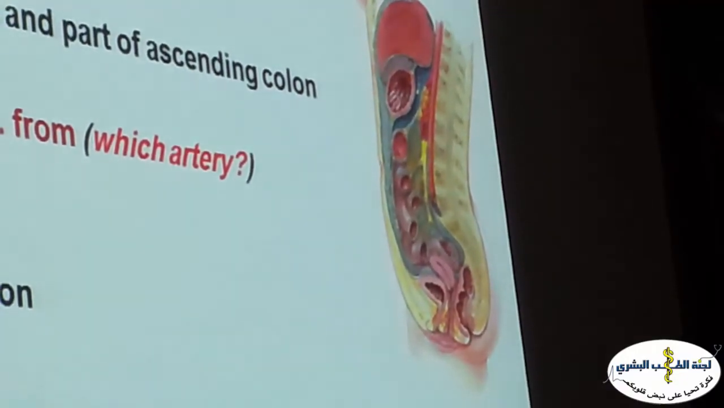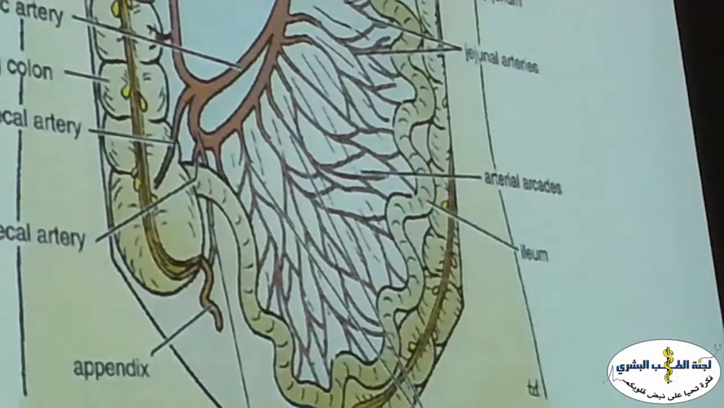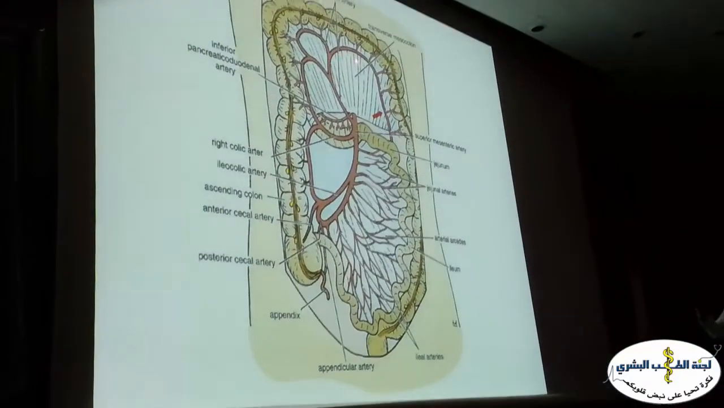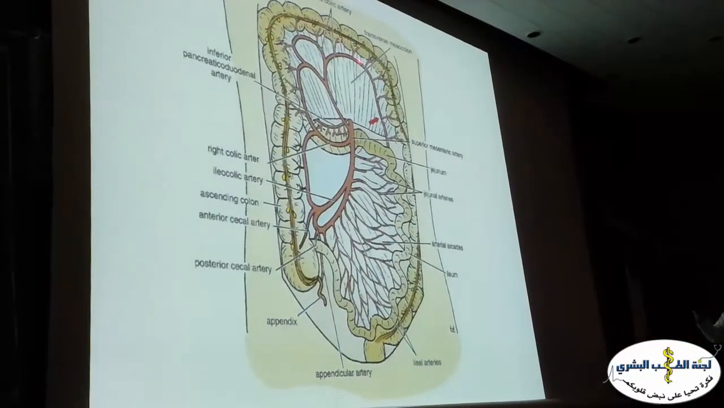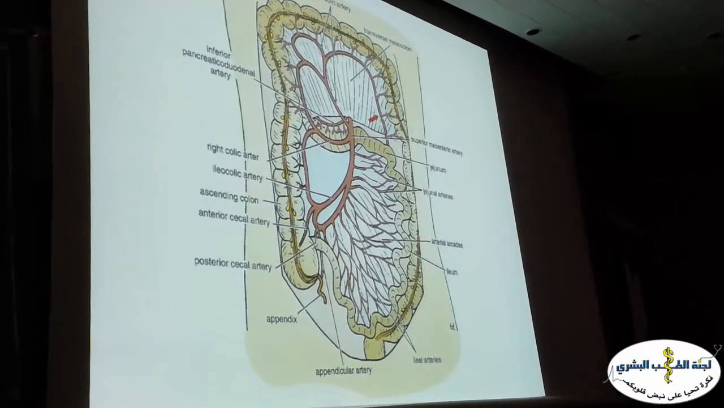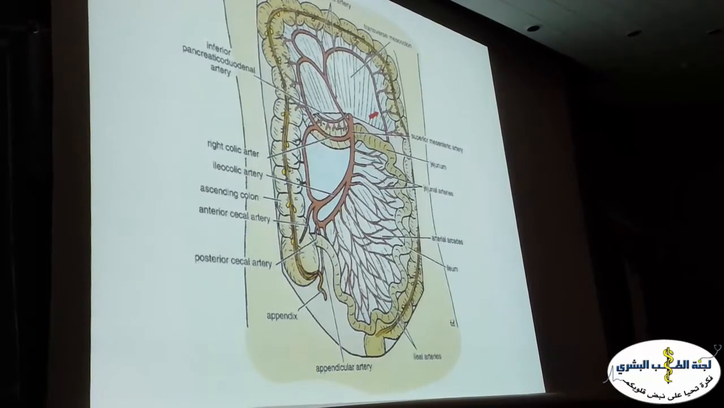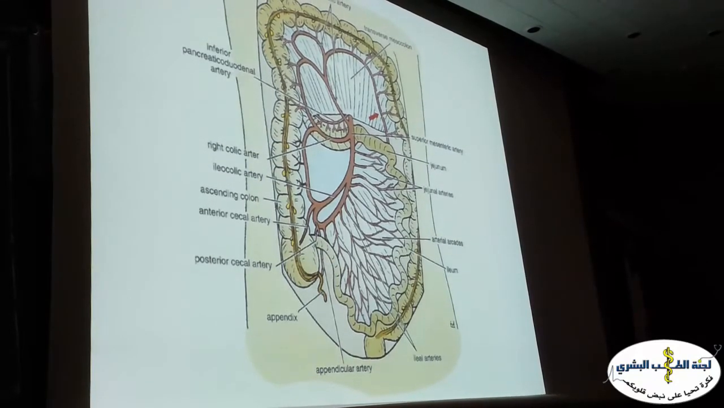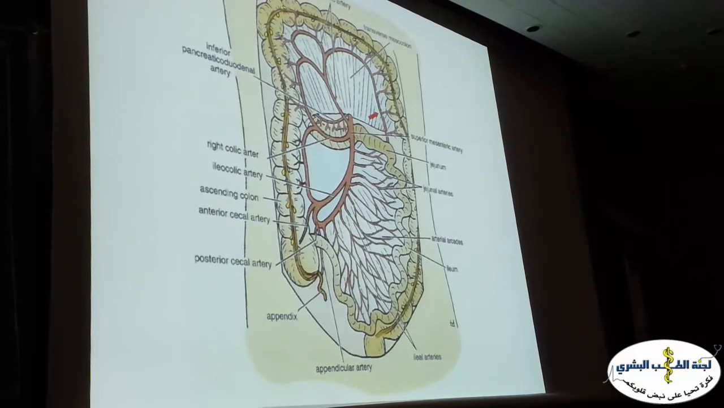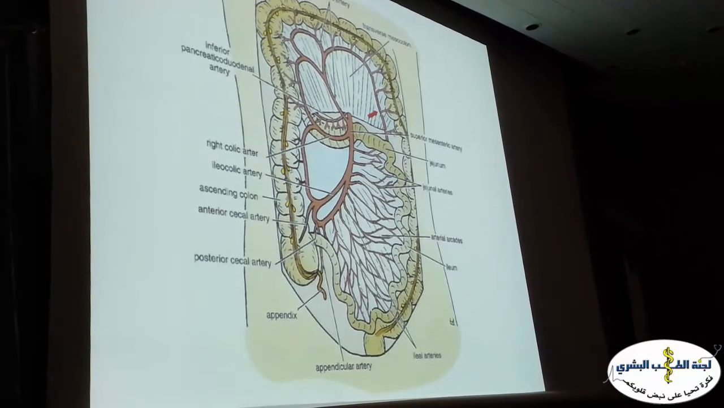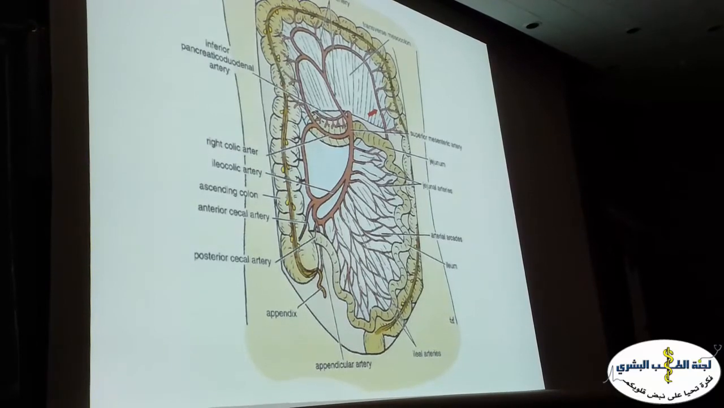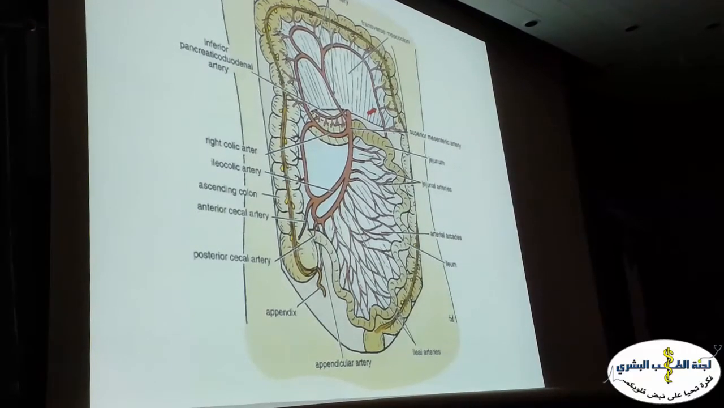Middle colic artery. Okay? So the middle colic comes out and divides to supply the proximal 2/3 of the transverse colon. This will be called middle colic. So now I have 6 branches: inferior pancreaticoduodenal, jejunal, ileal, ileocolic, right colic, and middle colic to the proximal 2/3 of the transverse colon.